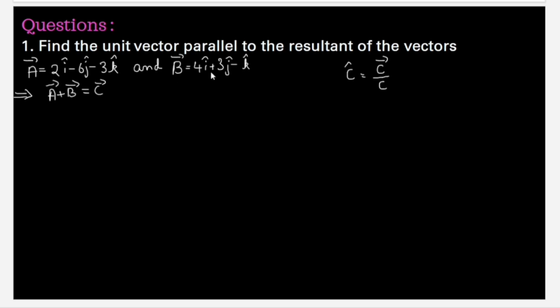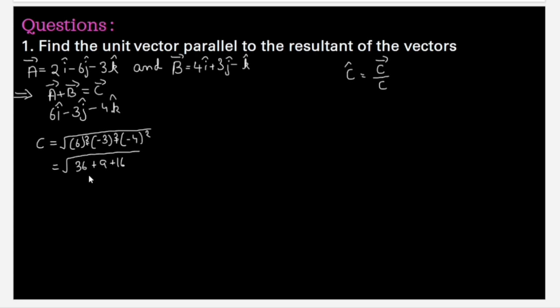2i cap plus 4i cap is 6i cap. Minus 6j cap plus 3j cap is minus 3j cap. Minus 3k cap minus k cap is minus 4k cap. We found C vector. Now we have to find the magnitude of C. To find the magnitude of C, we take the square root of the sum of the squares of its components. We get C is equal to root of 6 square plus minus 3 square plus minus 4 square. Working this out, we get root of 36 plus 9 plus 16, which is root of 61.